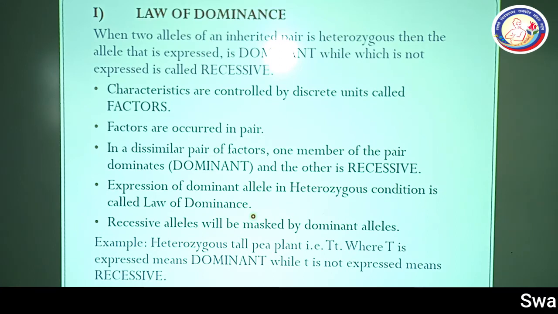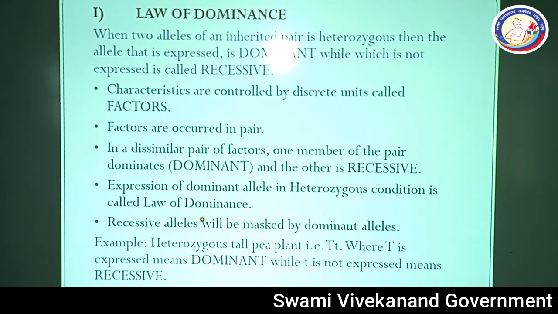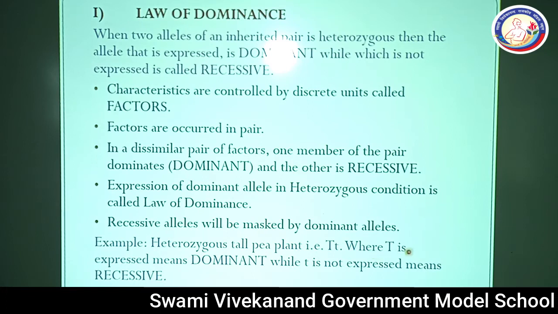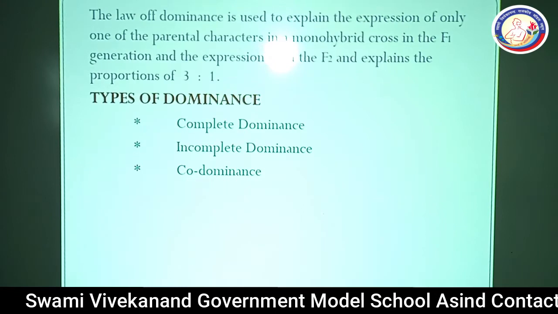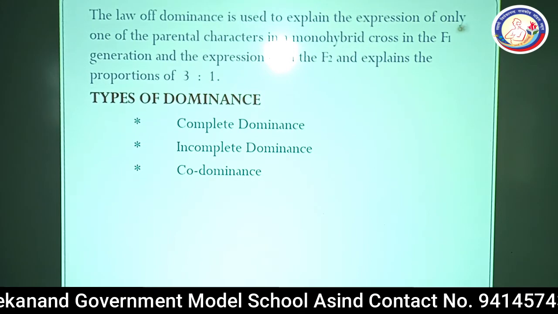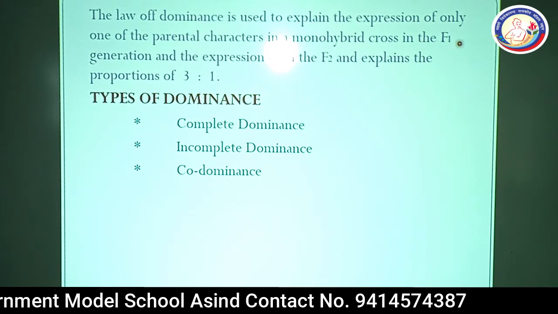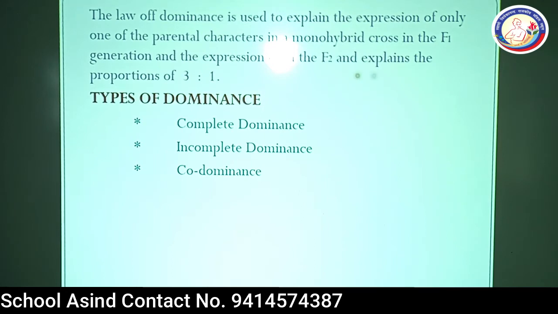It means in the heterozygous condition, the character which is expressed is the dominant character and it will show the law of dominance. Example, heterozygous tall pea plant, i.e. capital T small t, where T is expressed means dominant while small t is not expressed means recessive. So you can see the law of dominance is used to explain the expression of only one of the parental characters in a monohybrid cross in the F1 generation and the expression of both in the F2, and explains the proportions of 3:1.